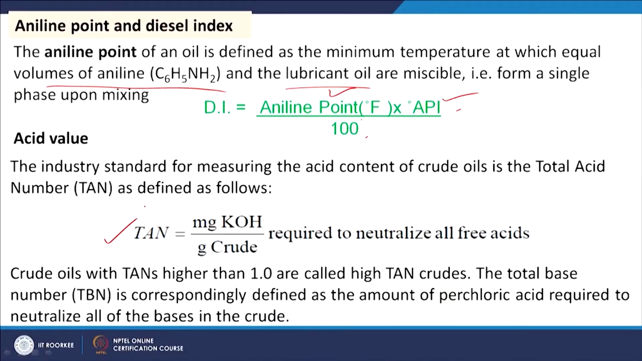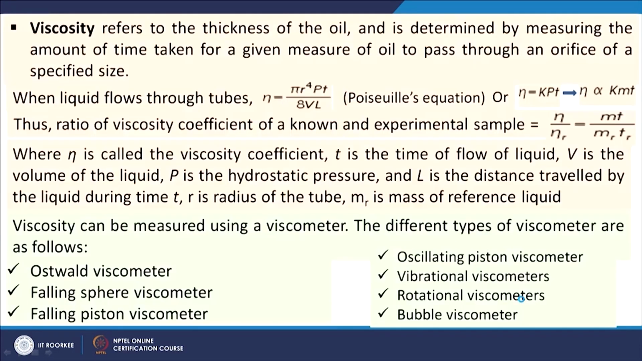Crude also has some acids; organic and inorganic acids may be available in it, and the total acid content we can measure by titration with the base solution. It is defined as total acid number, TAN, that is equal to mg KOH required to neutralize all the free acids per 1 gram of crude. So, this is our total acid number. Similarly, total base number is also determined by titration using perchloric acid.